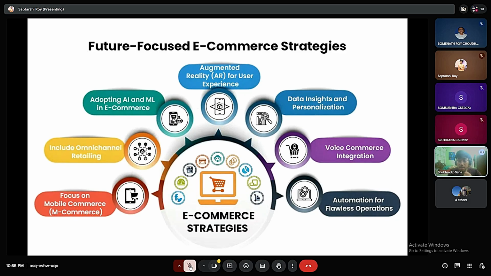We have also seen people using augmented reality for user experiences, data insights and personalizations, voice commerce integration, and even automation for flawless operations has been introduced to the e-commerce strategies. All of this makes e-commerce an extremely great way to make different types of business models successful.